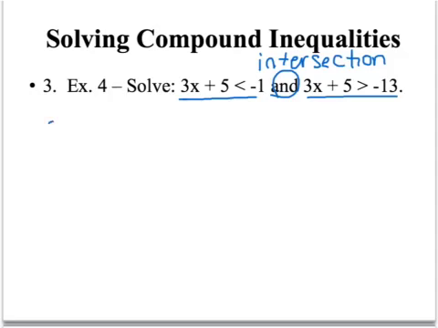Alright, so I'm going to do the first inequality. 3x plus 5 is less than negative 1. And you solve that as you would an equality. You subtract 5 from both sides.